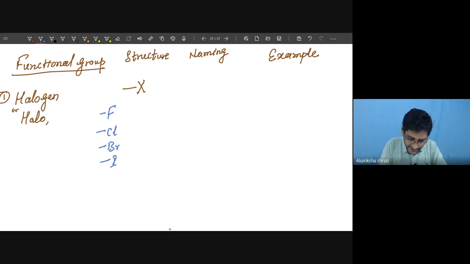So if the structure is F, meaning only a fluorine atom is there, the name is added as a prefix. As the prefix, the word halo is used. Like if chlorine is there, it is called chloro. If fluorine is there, it is called fluoro.